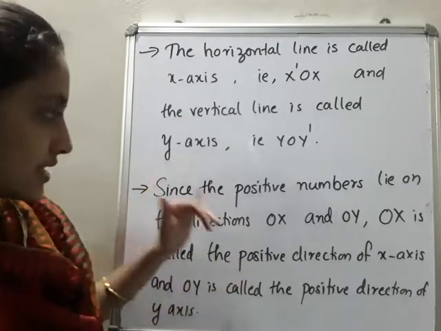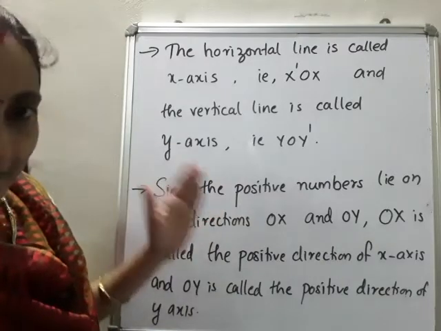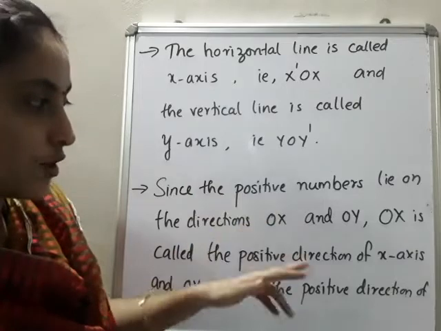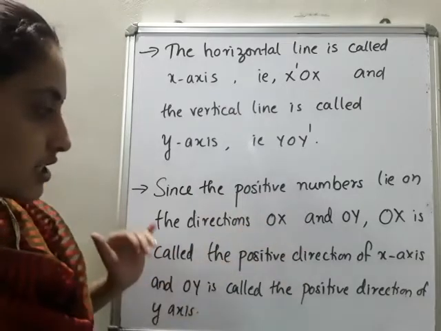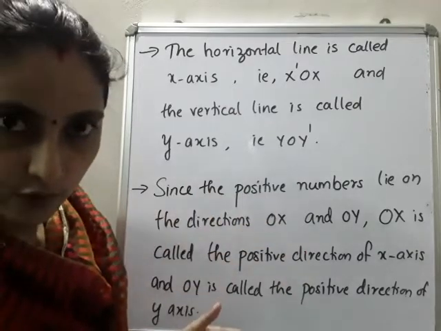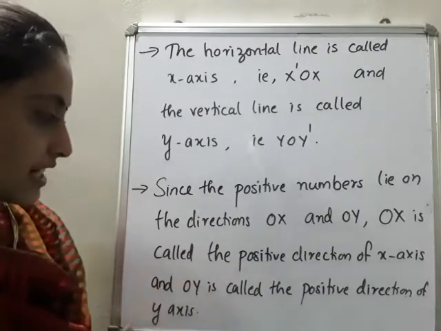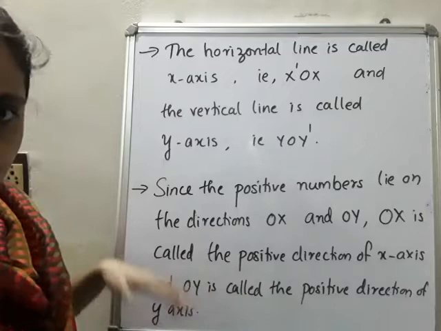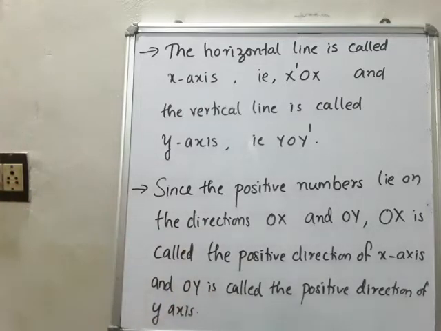Similarly, you can write in terms of negative. How can you write? Since negative numbers lie on which directions? OX dash and OY dash. And OX dash is called the negative direction of the x-axis, and OY dash is called what? The negative direction of the y-axis. That is the next point. Okay, so please write down up to this. Then we will go to the next point.